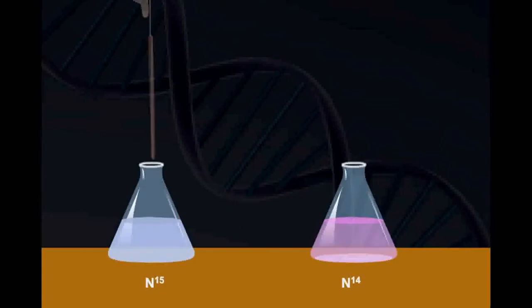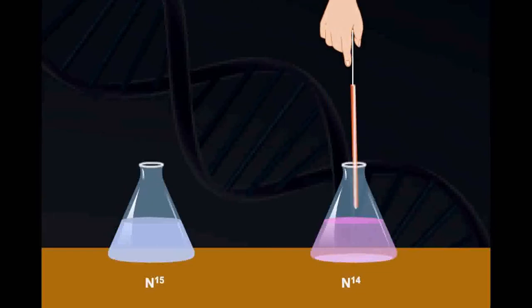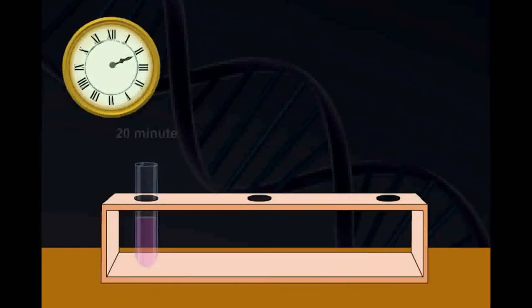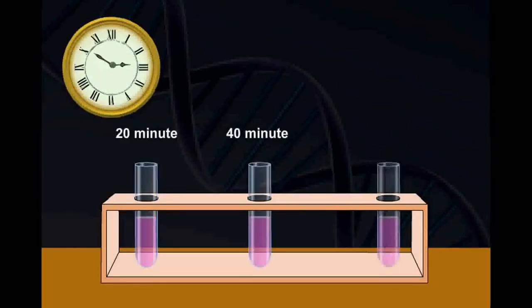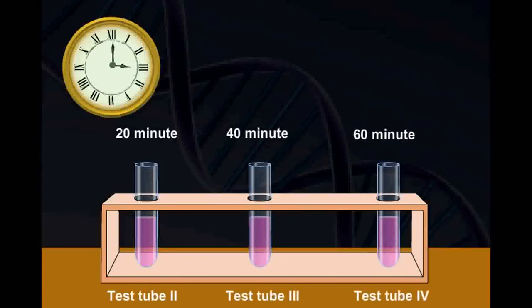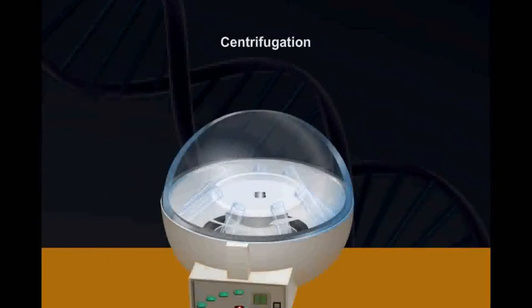Simultaneously, some of the bacteria were transferred to a medium containing lighter isotope of nitrogen, that is N14. Samples from this medium were taken at regular intervals of 20 minutes and were labeled as test tube 2, 3 and 4. These samples were then centrifuged at high speed with cesium chloride.